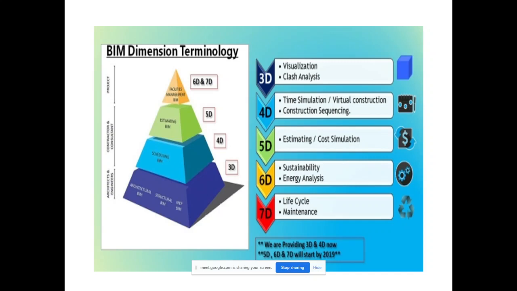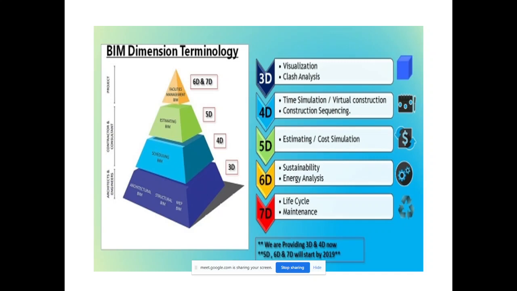The next, six dimension, calculates sustainability and energy analysis. In the energy analysis, you look at heat observation and temperatures, that type of analysis, under the 6D. That type of energy analysis is done in Revit, also for BIM purposes. Next one is 7D. The 7D covers life cycle and maintenance. This is the main maintenance work that you do in 7D.